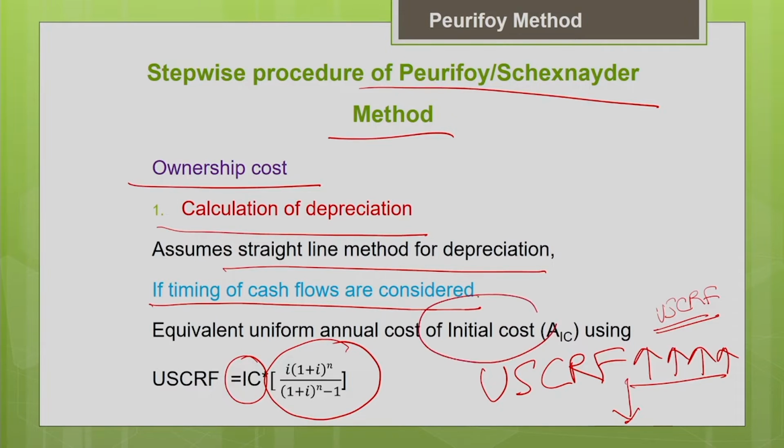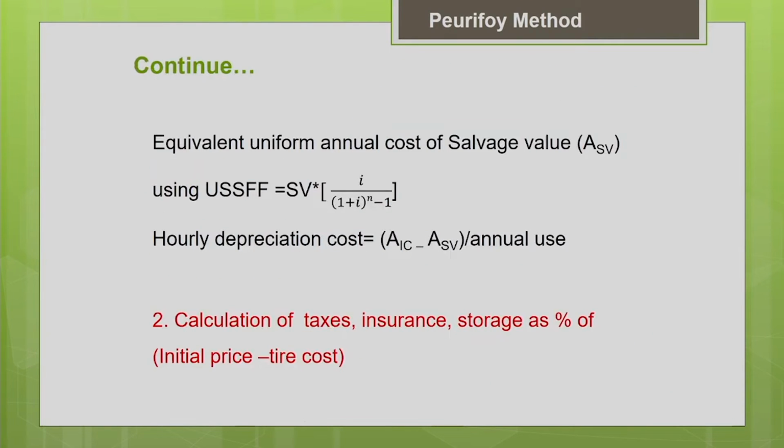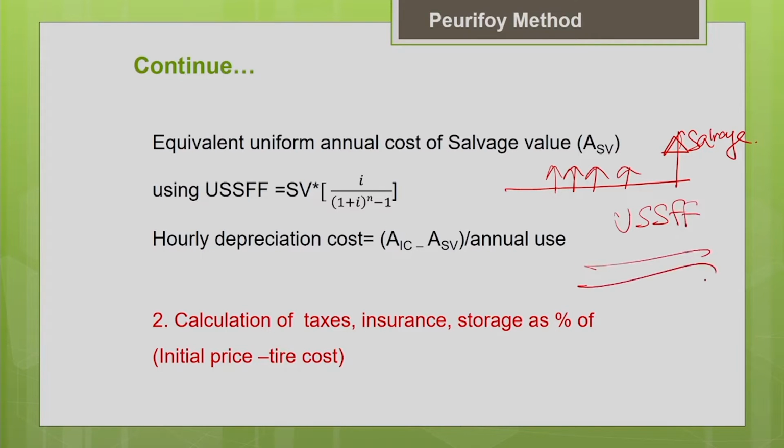Here you are supposed to deduct the tire cost, because tire cost will be considered only under the operating cost. And the next one is your future salvage value. The salvage value is converted into equivalent uniform annual cost using the uniform series sinking fund factor. Your salvage value is converted into equivalent uniform annual cost over the useful life of the machine using the uniform series sinking fund factor. So you just multiply the salvage value into the uniform series sinking fund factor.